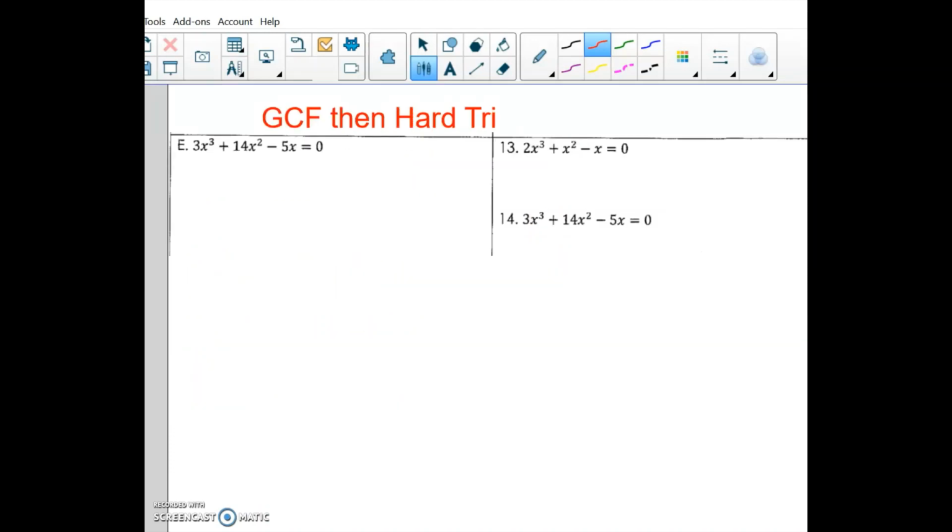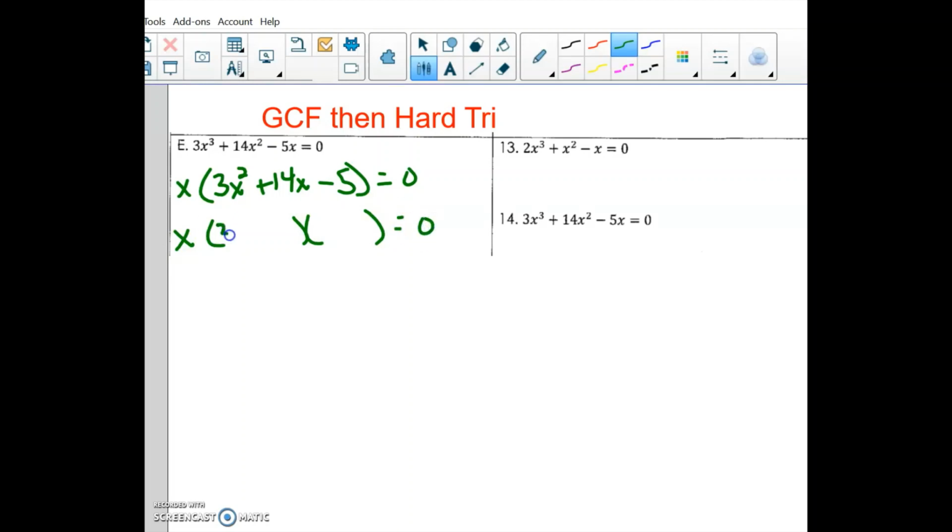Very similar to that, except now we get into a harder trinomial. We have a GCF again, which is x, followed by a harder trinomial, 3x squared plus 14x minus 5 equals 0. The harder trinomial factors into 3x, x, 5, 1. 3 times 5 has to be positive.